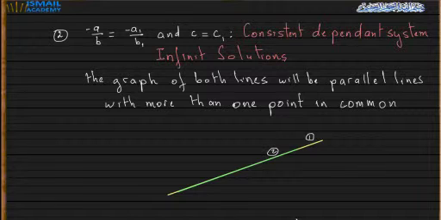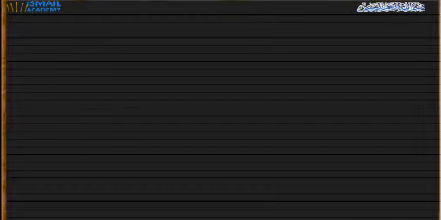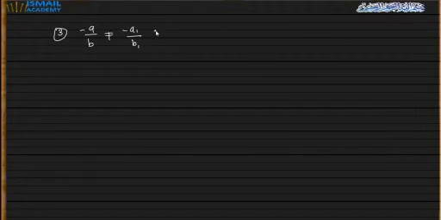The third case is when the slopes are not equal. In that case, we don't check the y-intercept. So when minus a over b is different than minus a1 over b1, we have a consistent and independent system. So we have to find a solution, which is the point of intersection of the two lines.